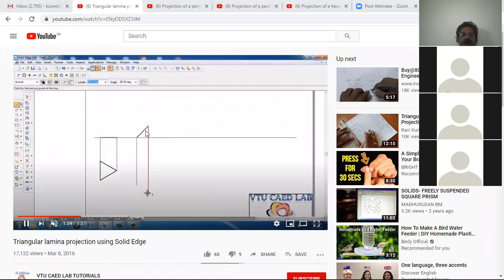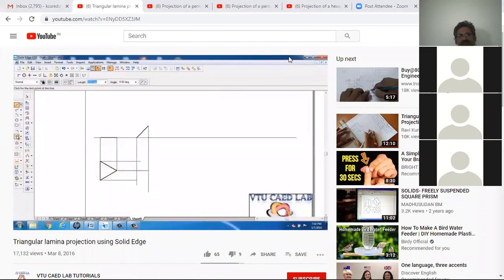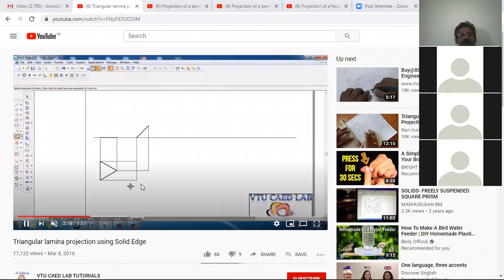Then draw the top view by drawing vertical projection and horizontal projection from this endpoint and from this endpoint, to this endpoint. Then join all these points. Then you get the top view.